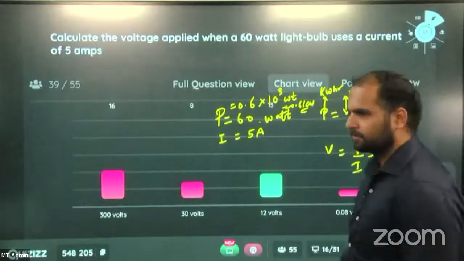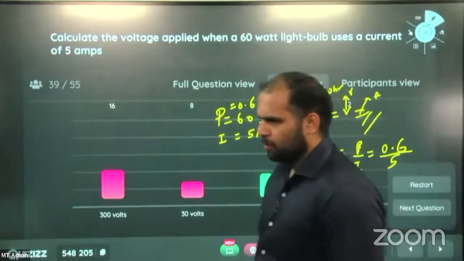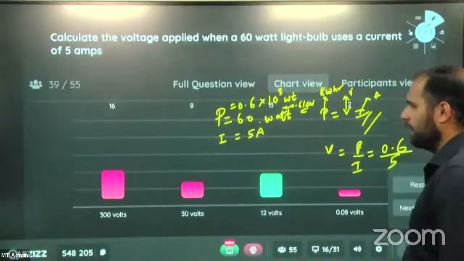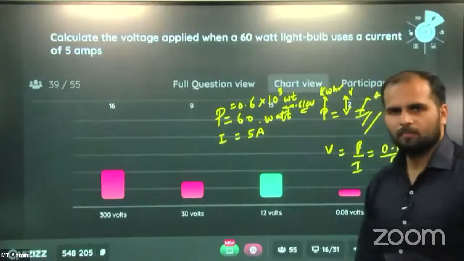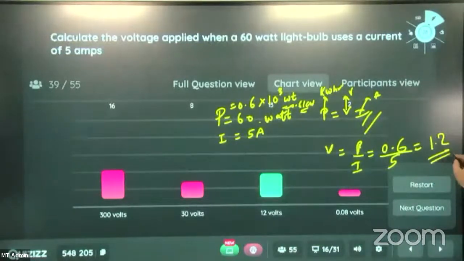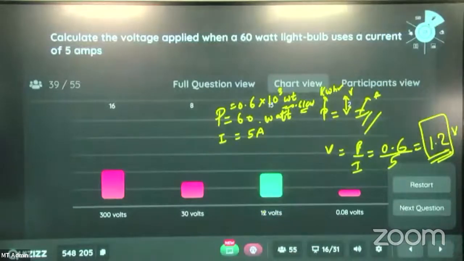Anyone? Come on. 0.6 upon 5 is how much? What is 6 by 5? 1.2, right? Okay, so this should be your answer in volts. This is not 12, actually, this is 1.2. That should be your answer.